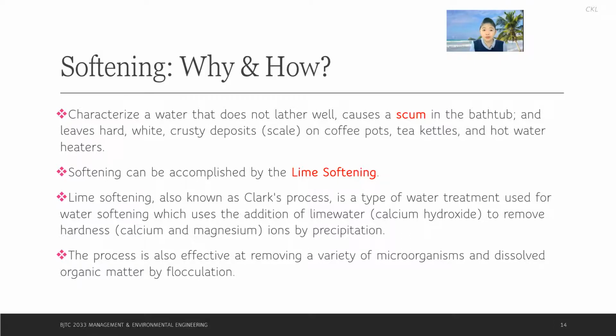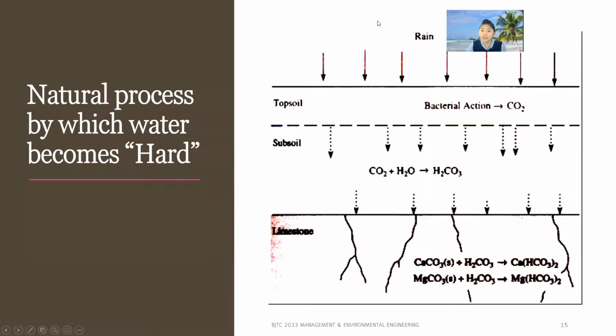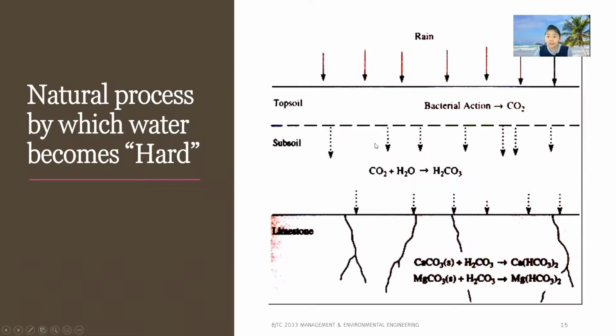Lime softening, also known as the Clark process, is a type of water treatment used for water softening, which uses the addition of lime water, calcium hydroxide, to remove the hardness, to remove the calcium and also the magnesium. The process is also effective at removing a variety of microorganisms and dissolved organic metals by flocculation. Okay, so this is the natural process, and this is the chemical reactions. I'm not going to explain details. We are not going to study the chemical reactions in detail, but this is how it transforms.